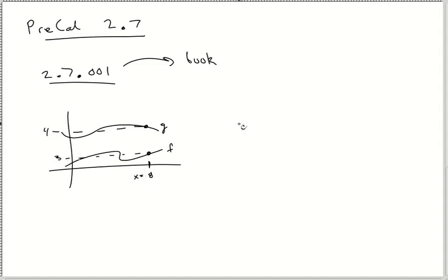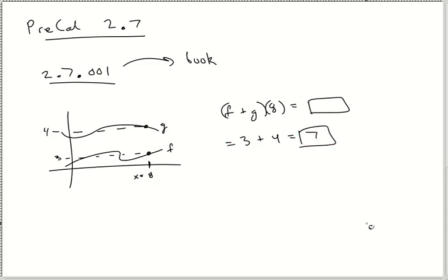Okay. What do they want in this question? Well, they say find F plus G at 8. Looks just like this. That's what it looks like. So what do I do? Well, I'm looking for the y values at F and G at 8, and I'm going to add them. So, well, we got 3 plus 4 equals 7. Ta-da! That was it.